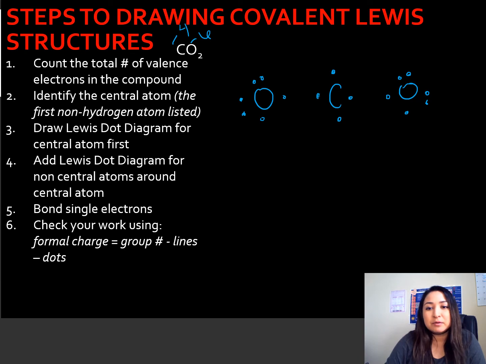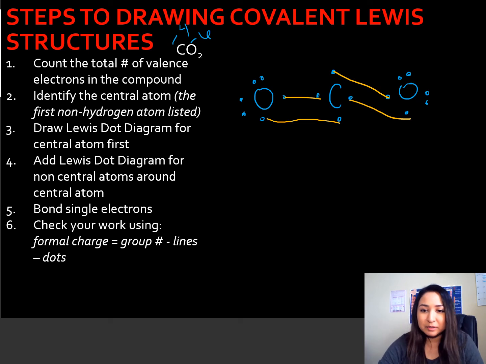Now we bond the single ones. So I see that this one up here, I'll use yellow, is single. It's going to bond with this single one here. This one here, single, bonds with that one. This one here will bond with this one, and that one will bond with that one. All right, so that does look very messy.